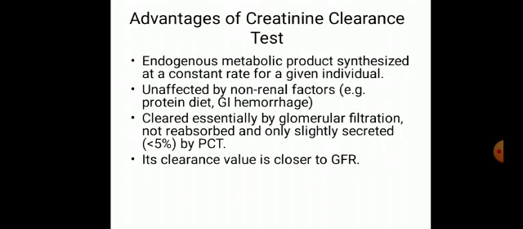Now, which are the advantages of the creatinine clearance test? Creatinine is an endogenous metabolic product which is synthesized at a constant rate for a given individual. It is unaffected by non-renal factors, as we have discussed earlier, like protein diet or GI hemorrhages, and it is cleared essentially by glomerular filtration, not reabsorbed, and only slightly secreted, less than 5% by the proximal convoluted tubules, and the clearance value is very close to the glomerular filtration rate.